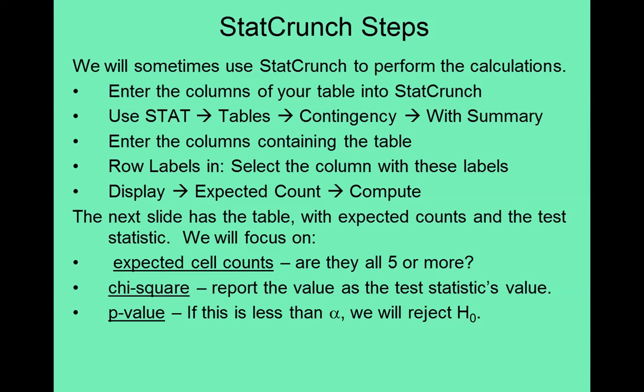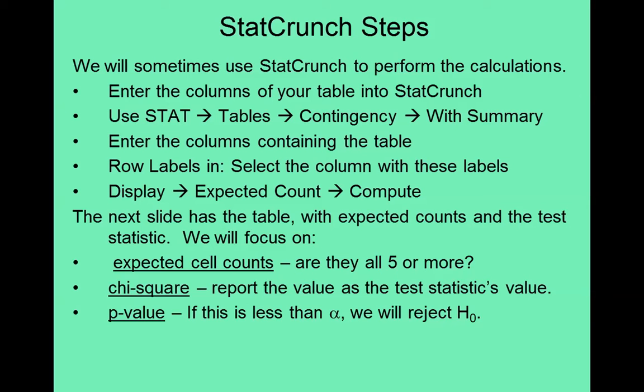Sometimes we'll use StatCrunch to perform the calculations. What you do is enter the table into StatCrunch just like you would in a spreadsheet, and then use the Stat, Tables, Contingency, With Summary commands. Enter the columns that have the actual counts, not the first column that has your gender. Then you tell it which column the row labels are in. The gender column has the male and female designation. Then under Display, tell it to show the expected count, and then click Compute.